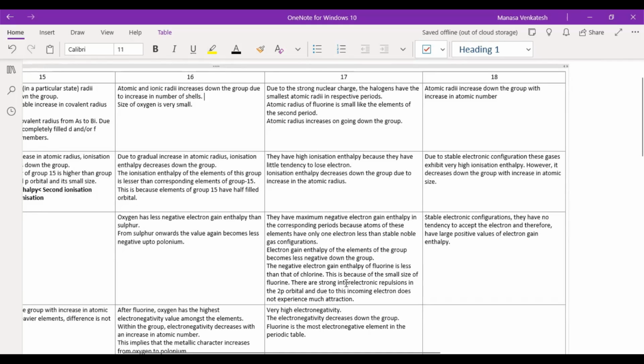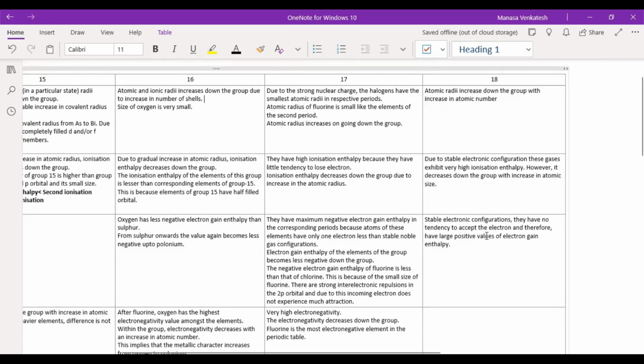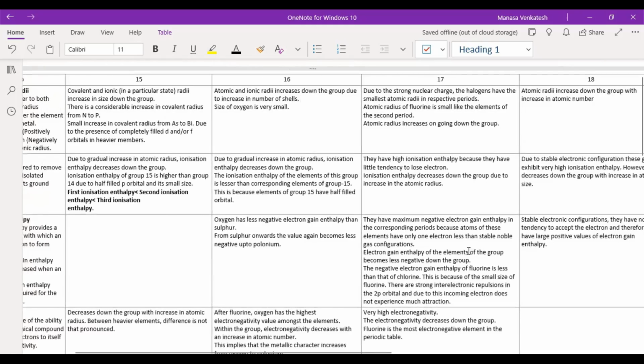And also one more thing, we have a lot of interelectronic repulsions in the 2p orbital, and because of that, the incoming electron does not experience a lot of attraction. And the same reason why we have oxygen having a less negative electron gain enthalpy than sulfur. So this particular reason is applicable to this, but this oxygen as well. Next, obviously, noble gases, they have no tendency of accepting electrons. So since they don't have that, they have a huge positive value of electron gain enthalpy, which means energy has to be supplied for an electron to be added to the noble gases.